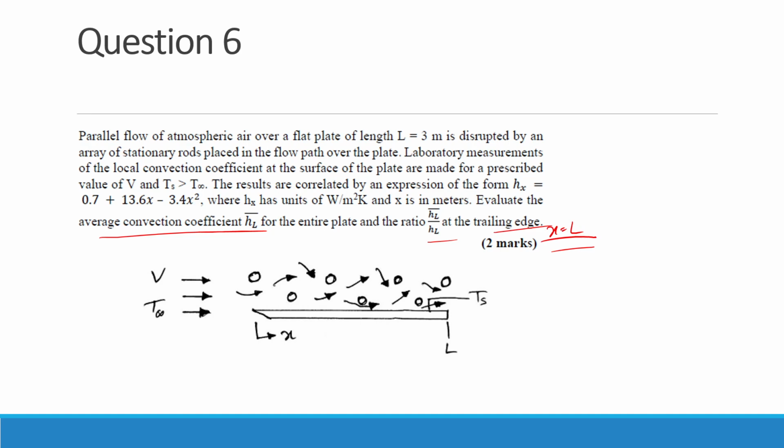So again, for this given local heat transfer coefficient, you have been asked to find h bar L, that's the overall heat transfer coefficient, and then this ratio at the trailing edge. We have solved a similar question. You can try solving it on your own, and I will just discuss the solution in 5 minutes.